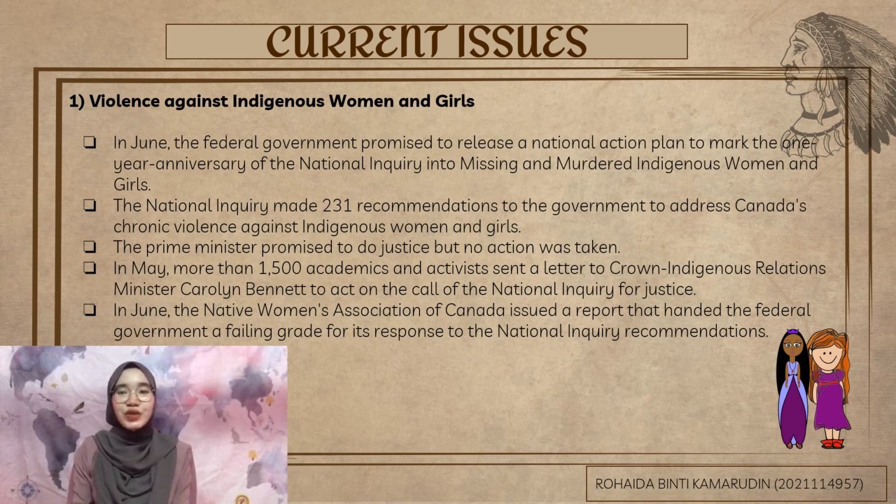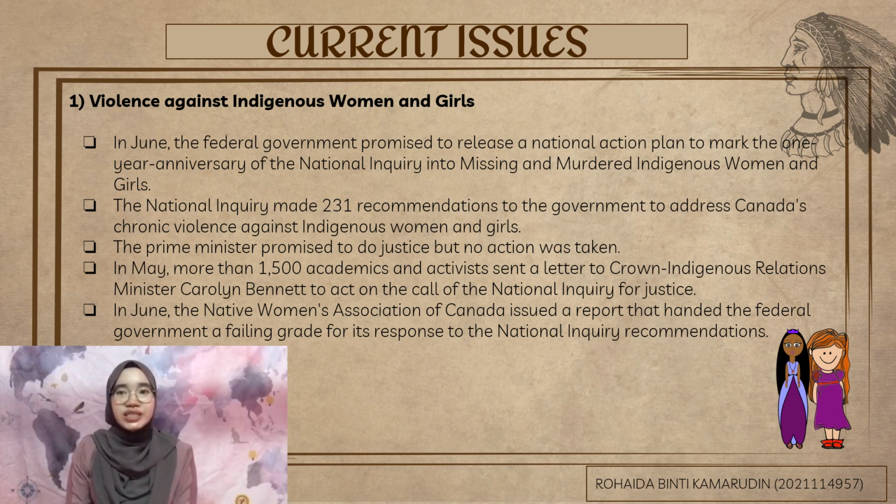Next, current issues in North America. First issue is violence against indigenous women and girls. This happened in Canada. In June, the federal government promised to release a national action plan to mark the 1-year anniversary of the national inquiry into missing and murdered indigenous women and girls.